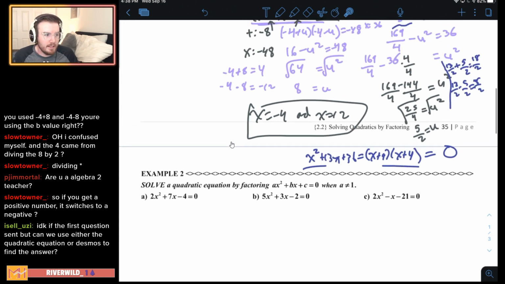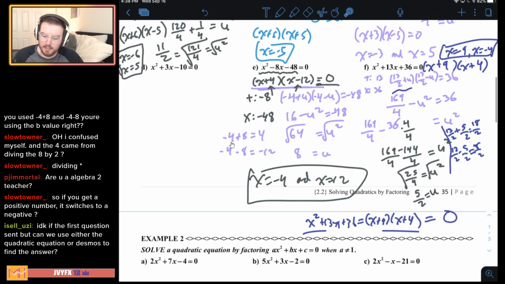Again, as Isel Uzi, I was kind of reading it as Isabel there for a second. As Isel Uzi just said, you can just plug this into Desmos too.